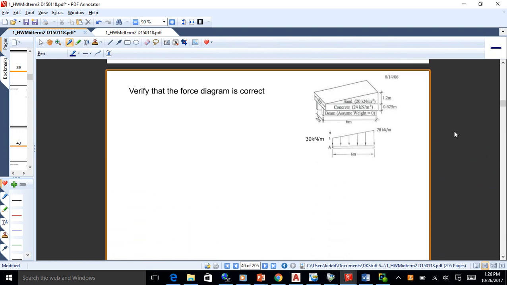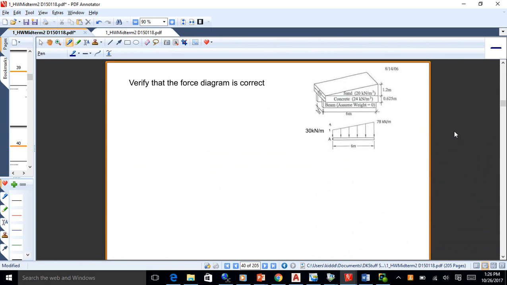Okay, I'd also like to have you verify that that force diagram is correct, okay? So the way you're going to do that is you're going to look at how much of that floor slab, the concrete, and then the sand above it is sitting on a beam. And it looks like the beams are 2 meters on center, so each beam is going to support 2 meters of slab and sand, okay?